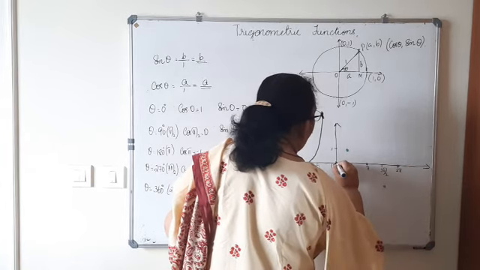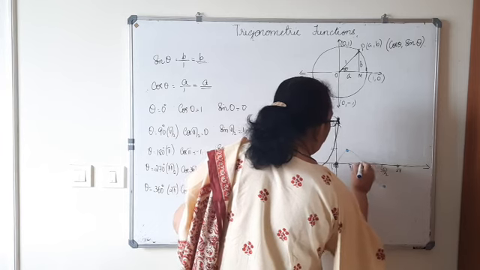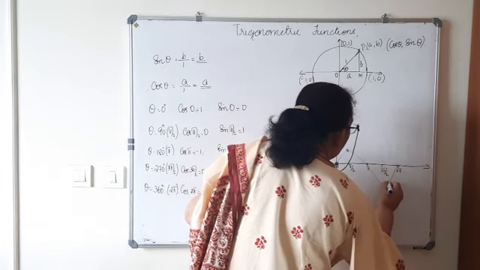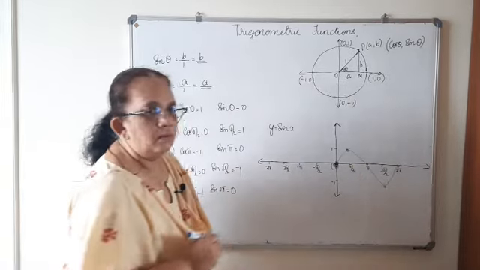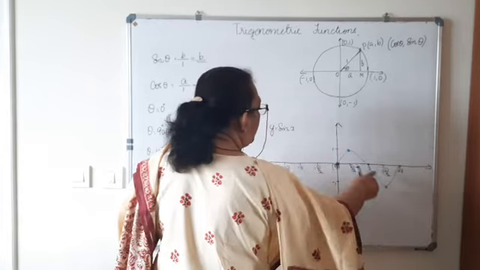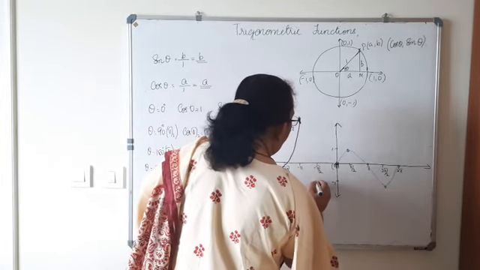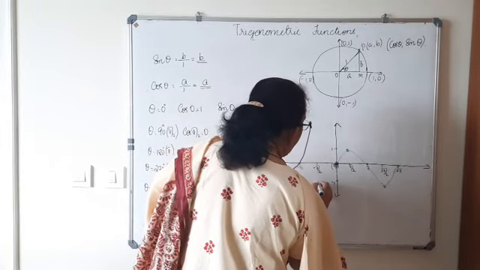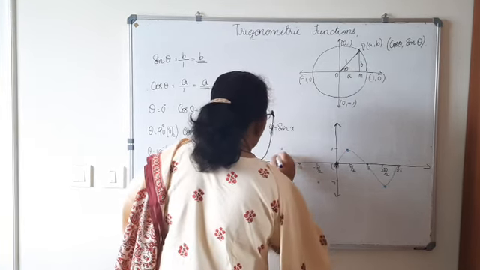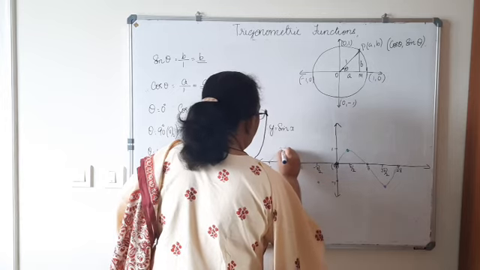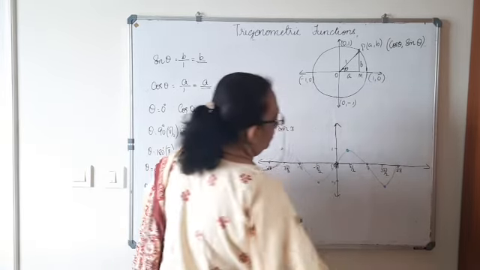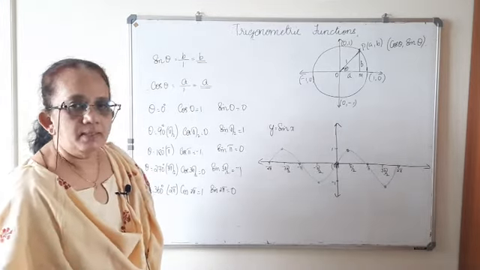When you join them using a smooth curve, this will be the graph. And this rotation is in the anti-clockwise direction. When it is in the clockwise direction, it takes the form on the other side. This is the graph of the sine function.